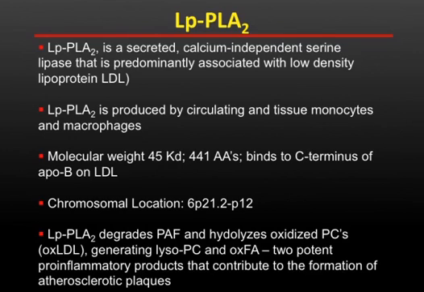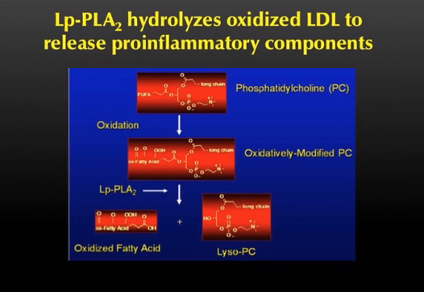The PLA2 degrades platelet activating factor, hydrolyzes oxidized phosphatidylcholine, oxidized LDL, and generates the lyso-PC and oxidized fatty acids, two components that are pro-inflammatory products that contribute to the formation of atherosclerotic plaques. We know that the Lp-PLA2 oxidizes the LDL to release pro-inflammatory cytokines. Here is phosphatidylcholine. You can see oxidation leads to oxidative modification of PC, and this, in the presence of Lp-PLA2, leads to the formation of oxidized fatty acids and the lyso-PC, which are both toxic to the vessel wall and to cells.